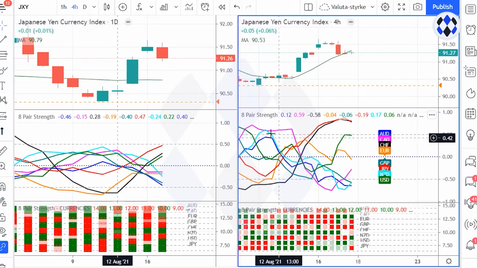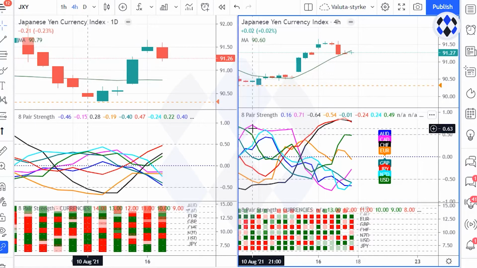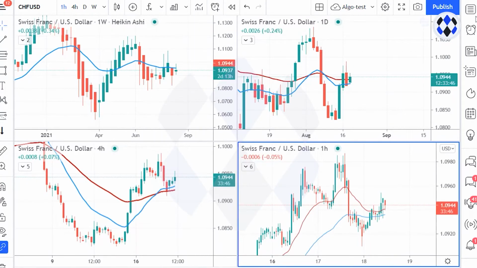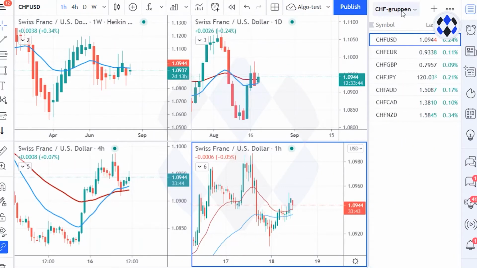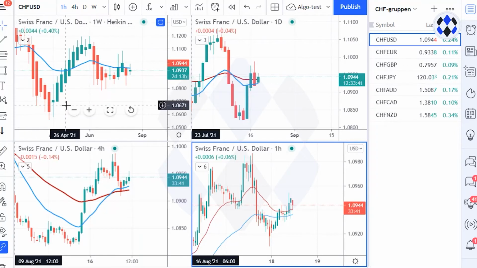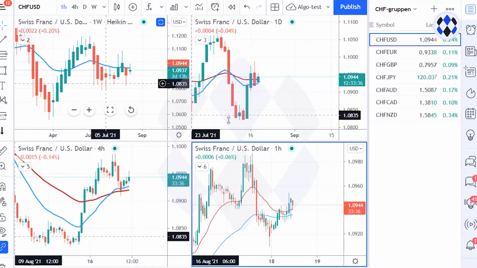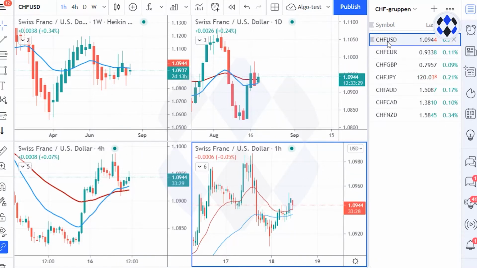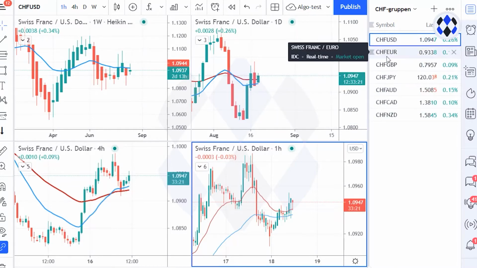Now, another thing I also do when I'm trying to figure out the temperature of the different currencies is that in TradingView I have made different groups, and here you can see I have the Swiss franc group. Normally, people would look at this pair and call it the dollar Swiss, meaning US dollar is the base currency and Swiss is the second currency. But as you can see here, I have chosen to build a group where the Swiss franc is the base currency of all the pairs. You can easily do that.